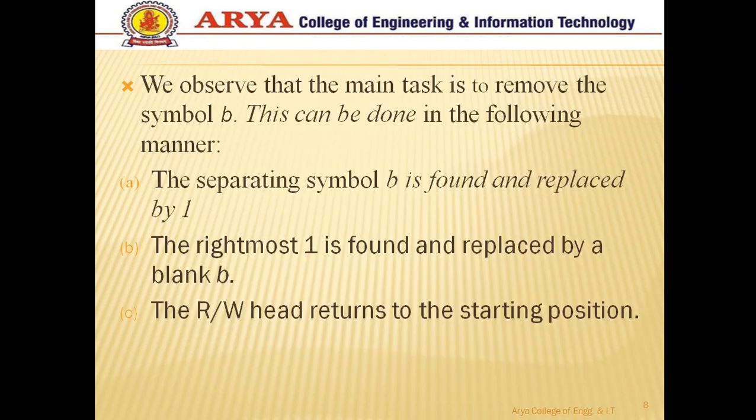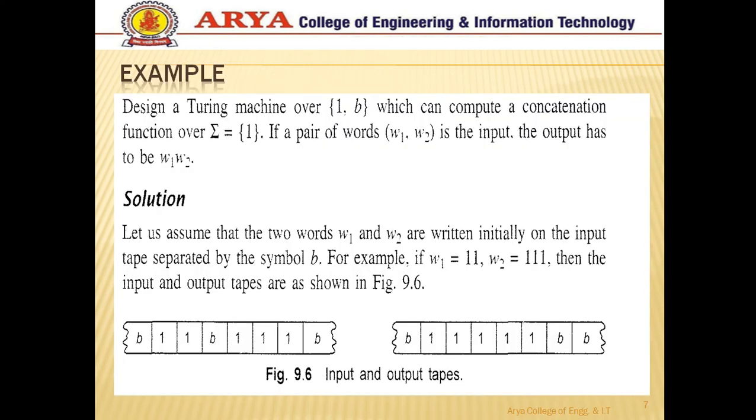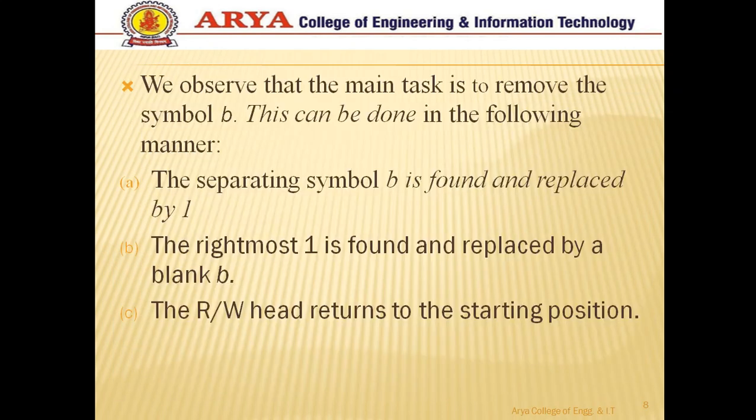And this can be done in the following manner. Number 1: the separating symbol b is found and replaced by 1. Number 2: the rightmost 1 is found and replaced by a blank symbol b. And number 3: the read-write head returns to the starting position. That means in this diagram there are 1 1 b 1 1 1 b present, and we have to find only the string of length 5, that is 1 1 1 1 1. There is one extra 1 present. If this 1 is replaced by b, then we can find the final answer.